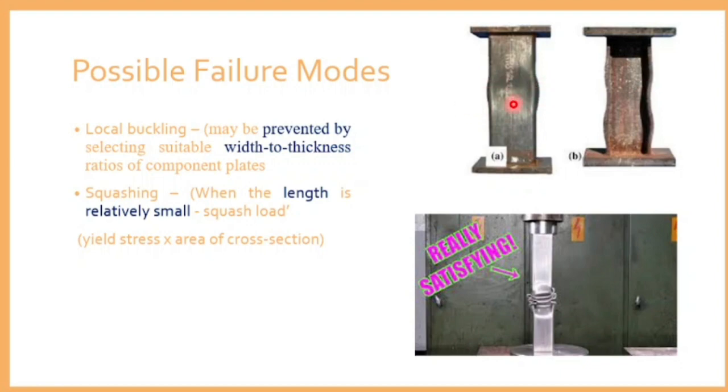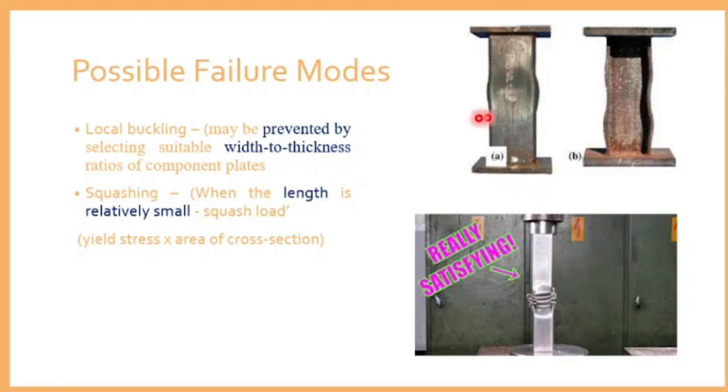There are two types of buckling. One is local buckling and the other is global buckling. If your column is buckling completely from the top to the bottom, along all of its length, then it is called global buckling. Local buckling means that only a small portion of the column is buckled, not the whole column.